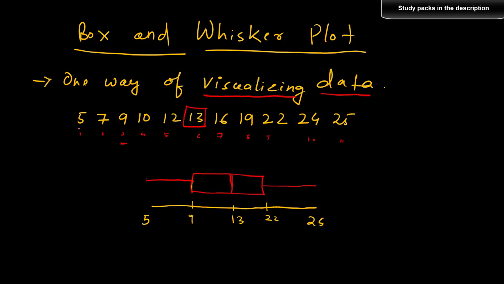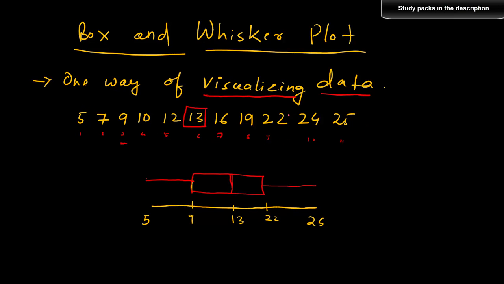This is a data series. It starts with 5, 7, 9, 10, 12, 13, 16, 19, 22, 24 and 25. So it's already in ascending order. Once we have this data in ascending order, let's take a count.